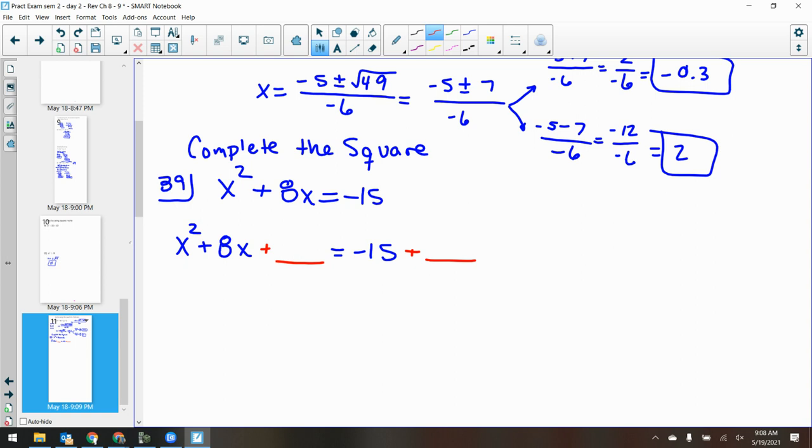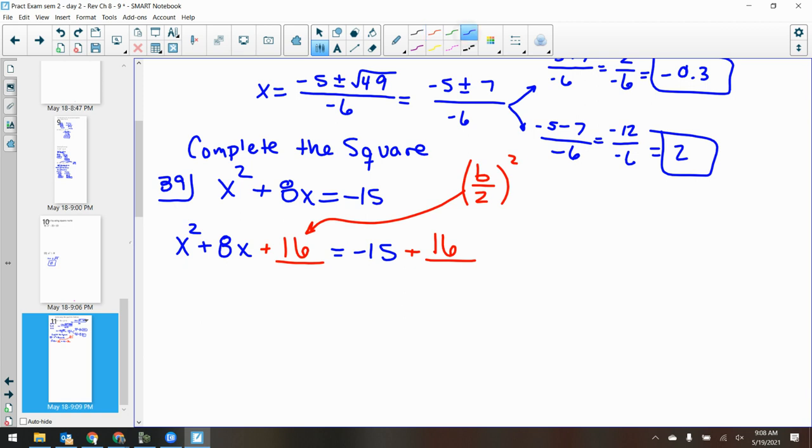16. Remember, it's b over 2 squared. So it's 8 divided by 2, which is 4. And then I square it. So 16 gets added to both sides. And whatever you do to one side, you got to do to the other. Okay, remember that is b over 2 squared. The b term is the one that's next to the x.